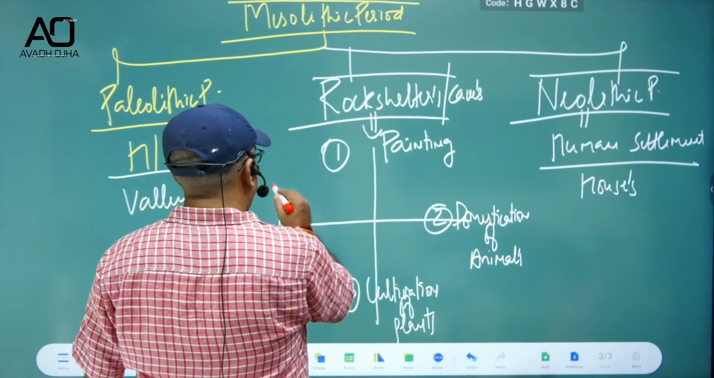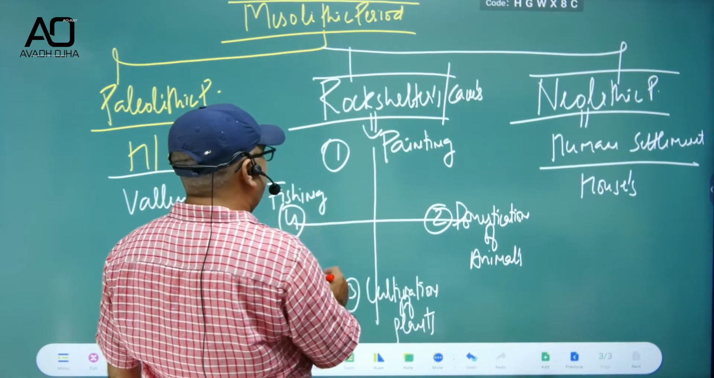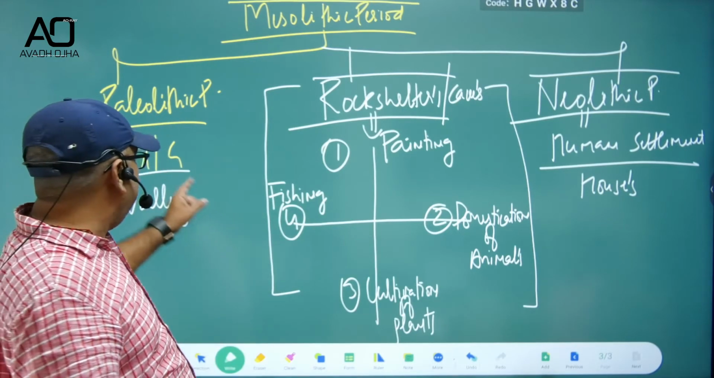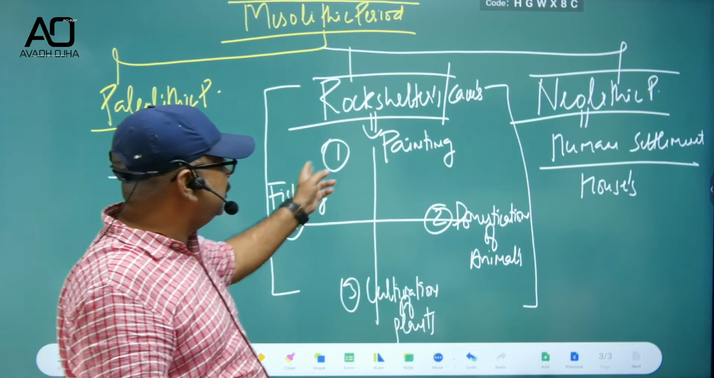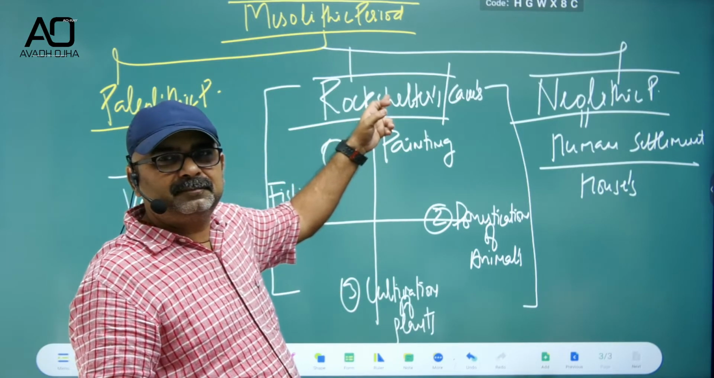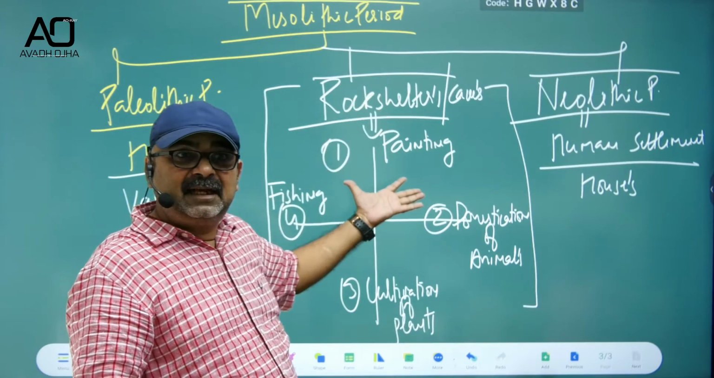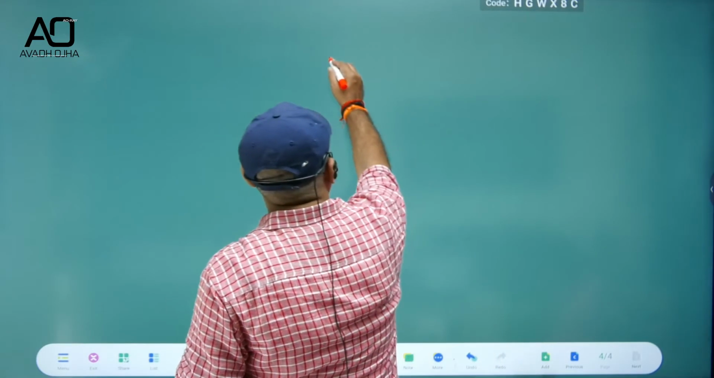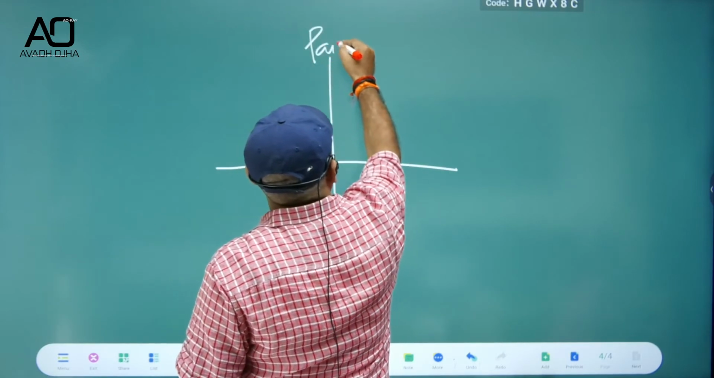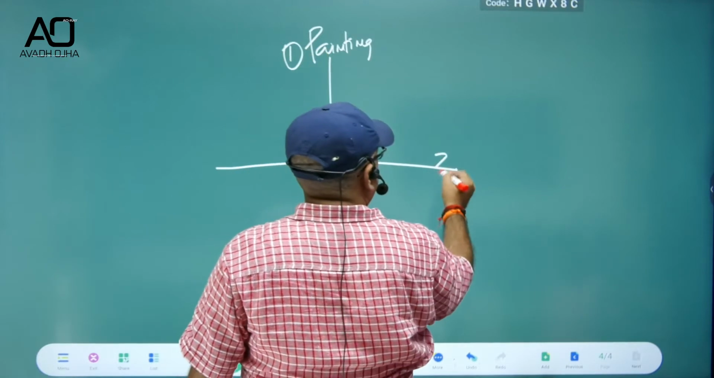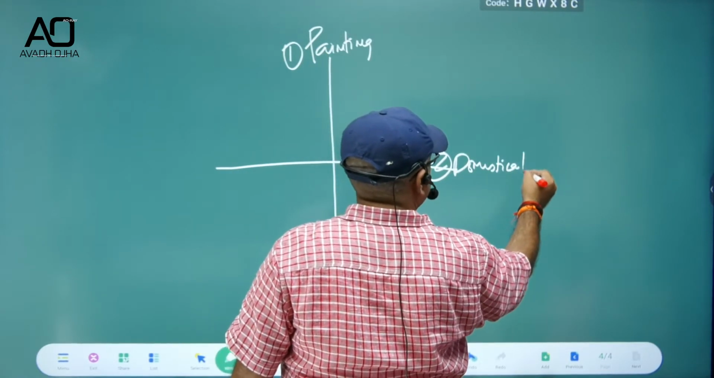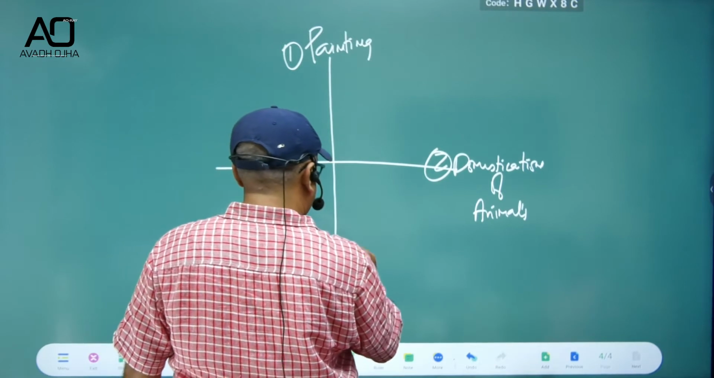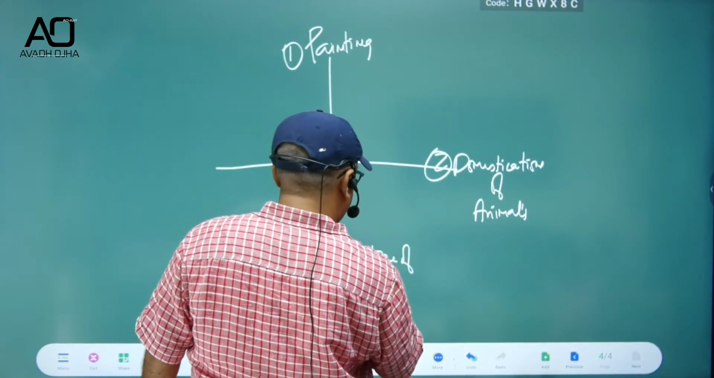And fishing, hunting, gathering. See, the hunter and gatherer who was living in valleys develops these features. And these are the features of a Homo sapien. Still, what is the time period? Painting, Mesolithic, the most important feature. Second, domestication of animals. This is the feature of Homo sapien. Third, cultivation of plants, not agriculture. This is the feature of Homo sapien.